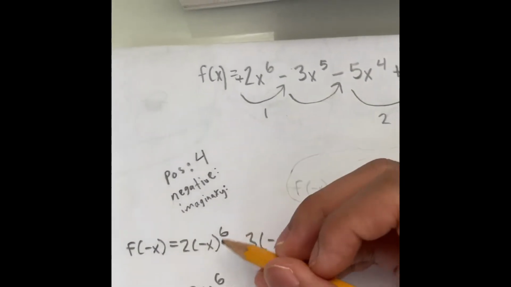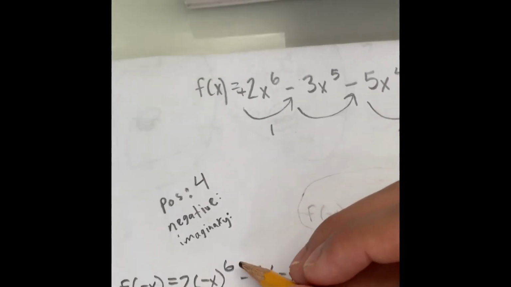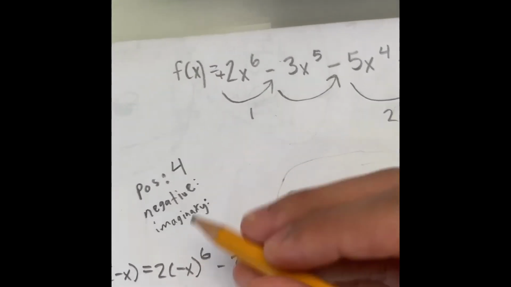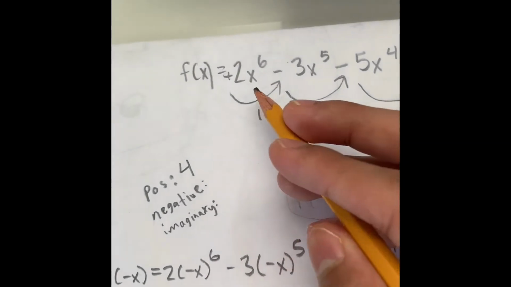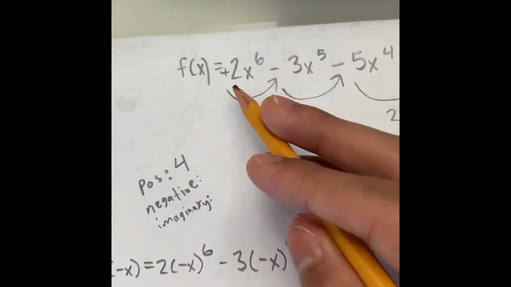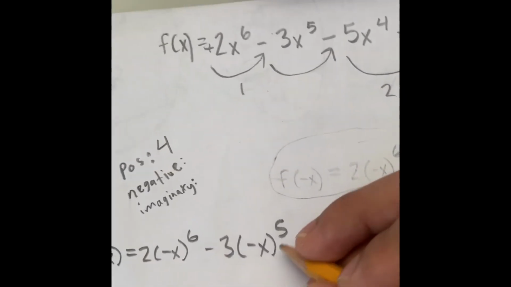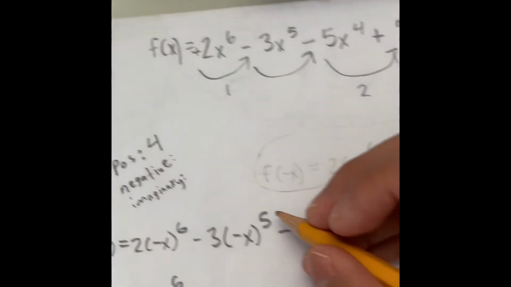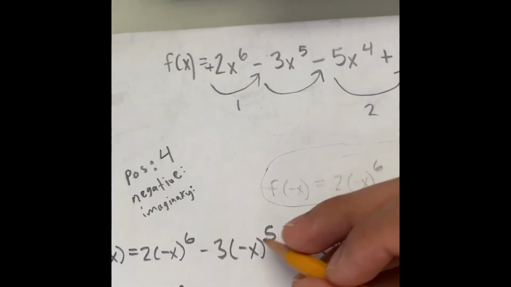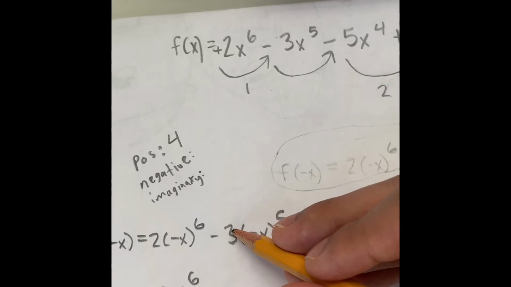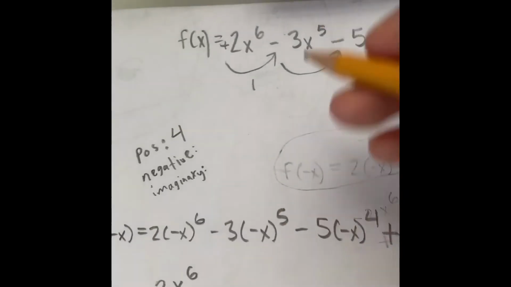So let's go through this quickly. If the power is even, the negative x is going to become a positive x. So if it becomes a positive x, it's going to become the same thing. Since that's positive x, 2x to the 6th. You get it? Negative x to the 5th. If the power's odd, then it's going to stay the same, a negative x. So negative x times negative 3 is going to make it a positive 3.